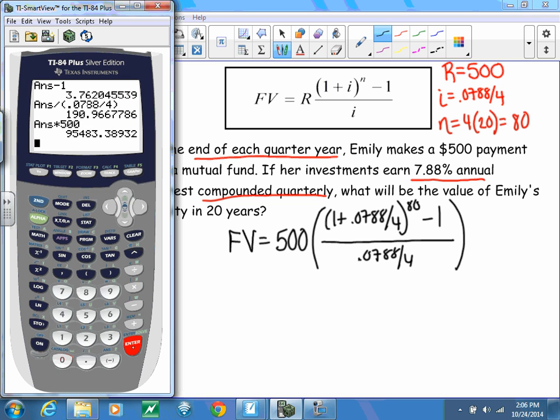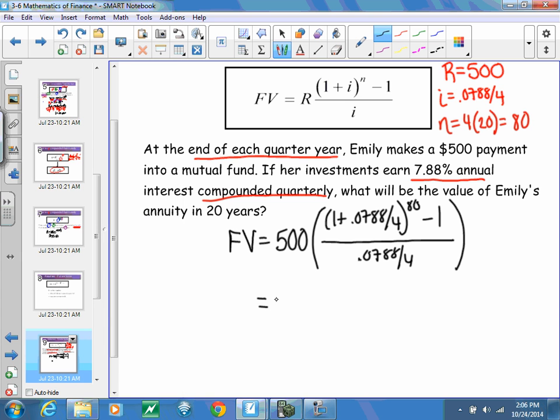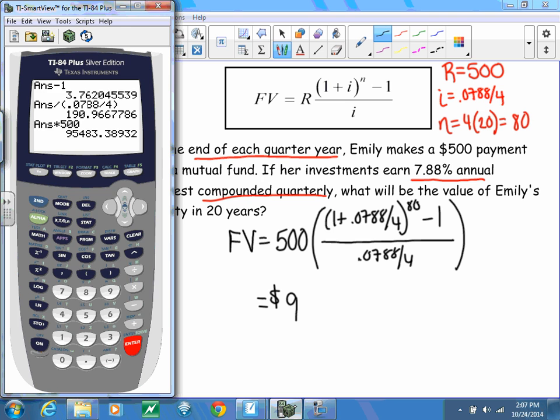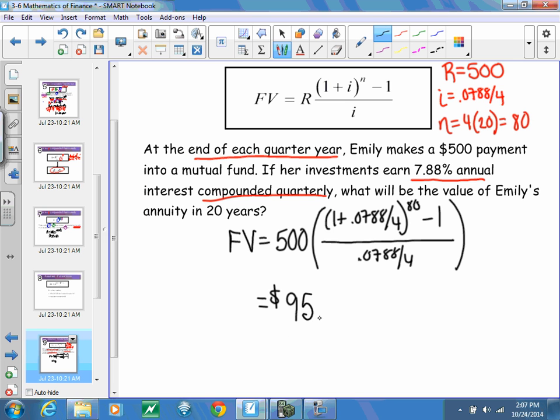This is going to give us the future value of the account, which that $500 turned into $95,483.39. So not a bad investment if you take $500 and leave it in there for 20 years and all of a sudden you have $95,000. So that's how the future value works.